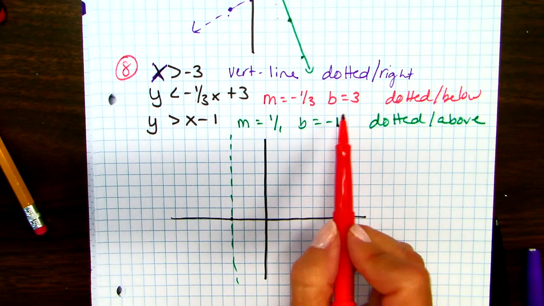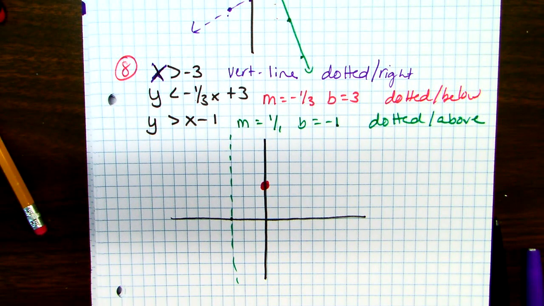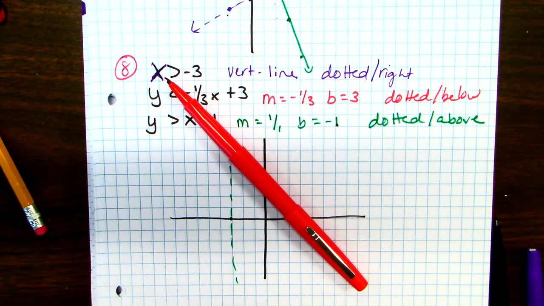On the next one, our y-intercept is 3. And then it's a negative slope. So I can go down 1 right 3, up 1 left 3, or both.